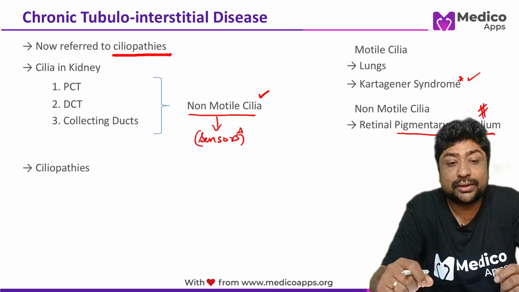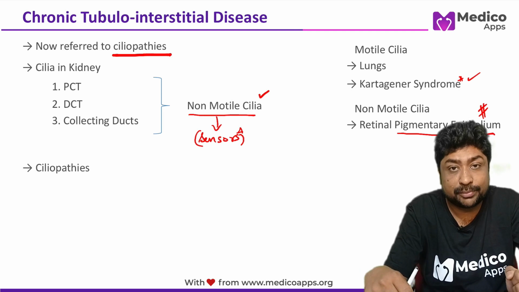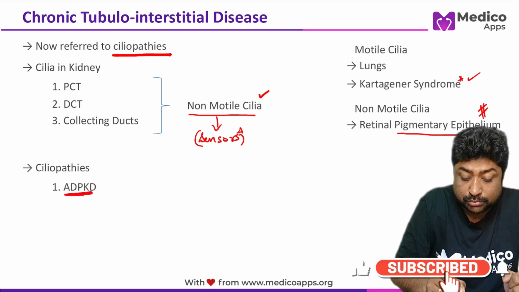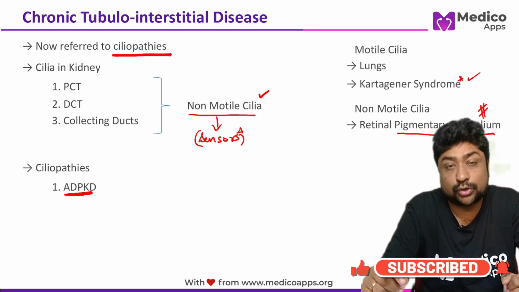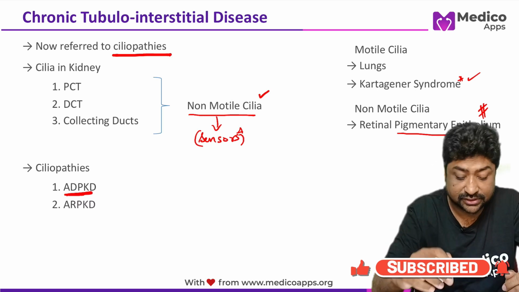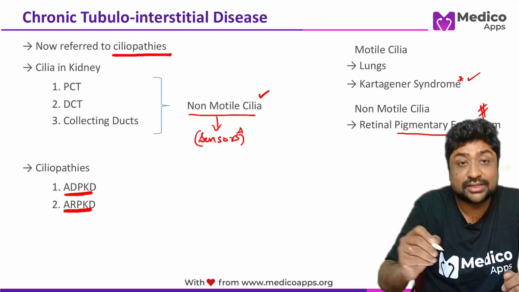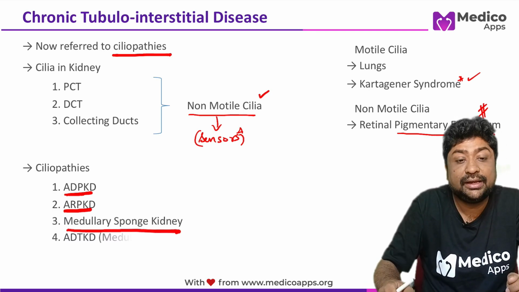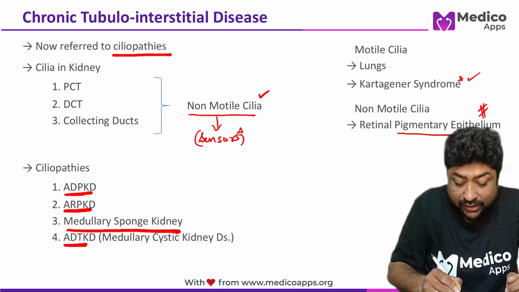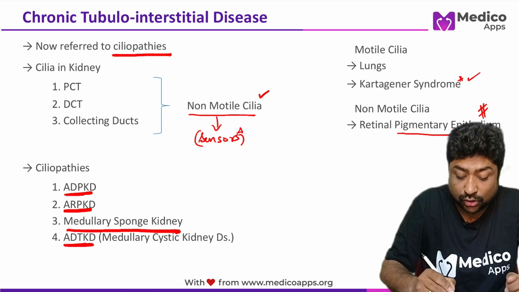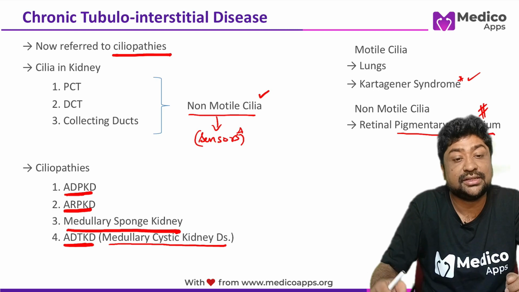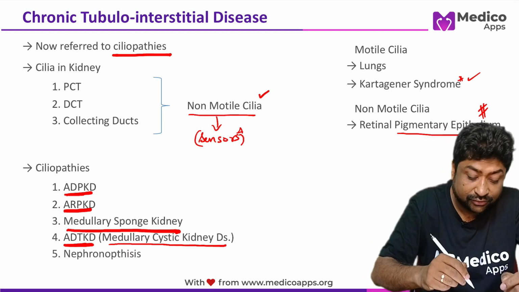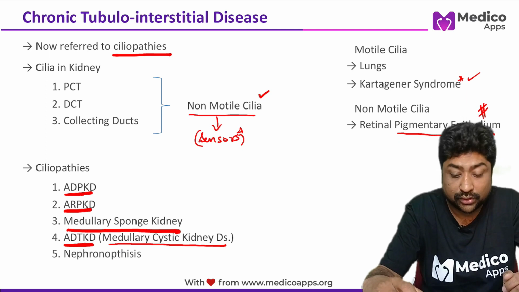So what are these ciliopathies? We have 5 specific ciliopathies which we are going to study. Number 1 is adult autosomal dominant polycystic kidney disease, also called adult polycystic kidney disease. Then we have autosomal recessive polycystic kidney disease. We have medullary sponge kidney. We have autosomal dominant tubulointerstitial kidney disease, also called medullary cystic kidney disease. And the last one is nephronophthisis. These are the 5 ciliopathies which we are going to learn in detail.